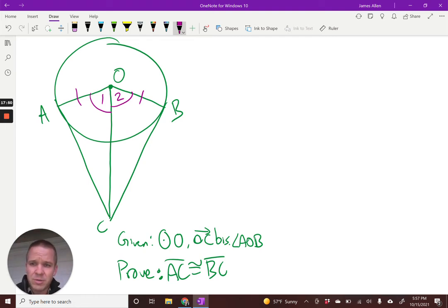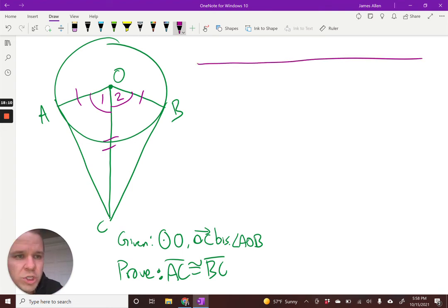That's a lot of information. I don't even know what I'm trying to prove right now. AC is congruent to BC. Well, maybe I can get these two triangles congruent and use some CPCTC to do so. Yes? All right. Well, it looks like I got OC is congruent to itself. Side angle side once again to get these triangles congruent. Oh. So now we have congruent triangles. We can finish this thing up. Let's do it.